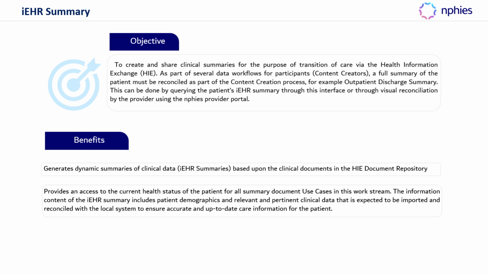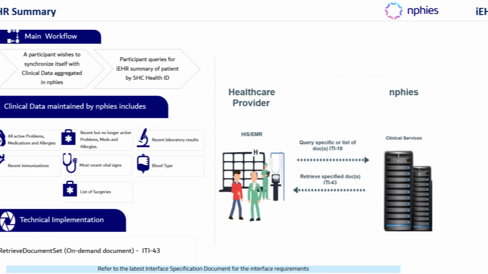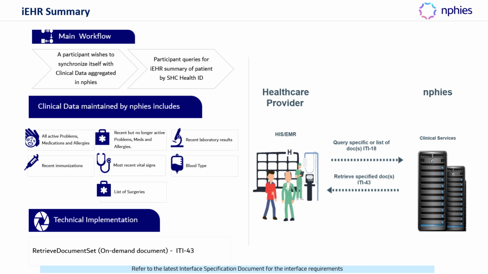The IEHR summary includes patient demographics and relevant clinical data that can be imported and reconciled with the local system to ensure accurate and up-to-date care information for the patient. The IEHR summary allows healthcare participants to synchronize the clinical data with the comprehensive patient records maintained by the Nphies Health Information Exchange platform. Participants can query for a patient's IEHR summary using the patient's NHIC Health ID, which provides a summary of the patient's clinical data, including problems, medications, allergies, immunizations, lab results, vital signs, blood type, and surgical history.